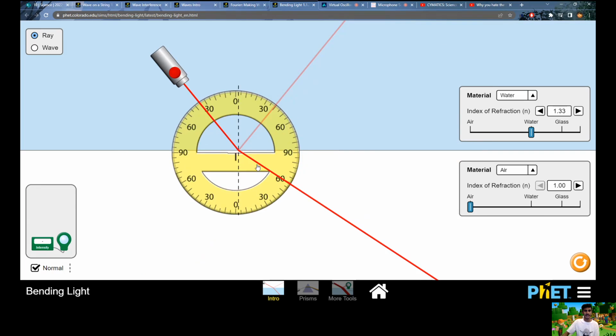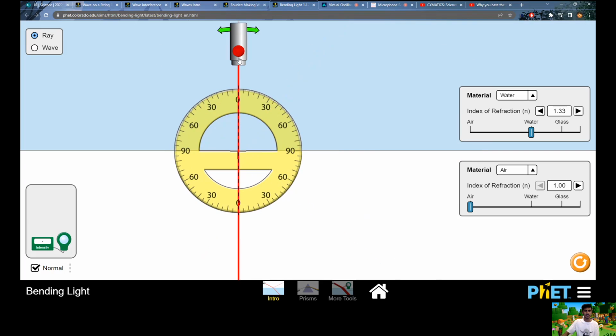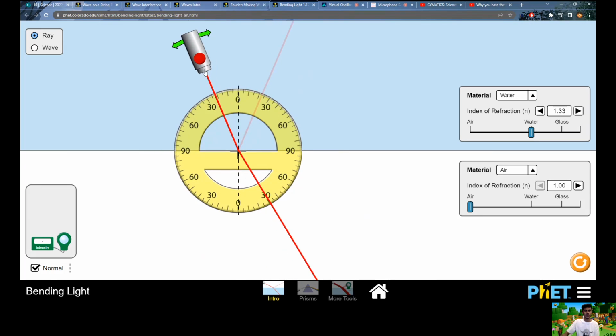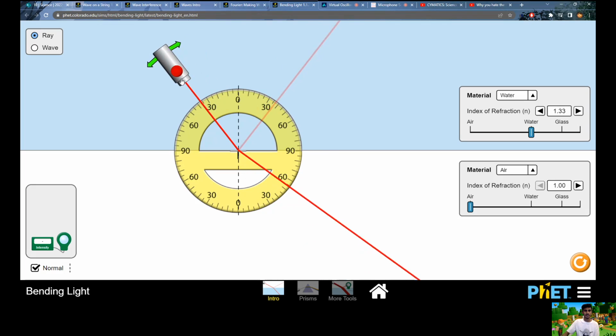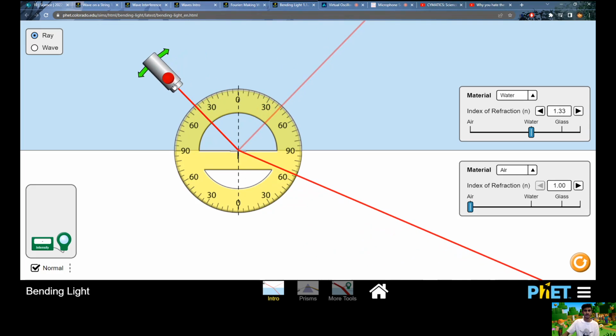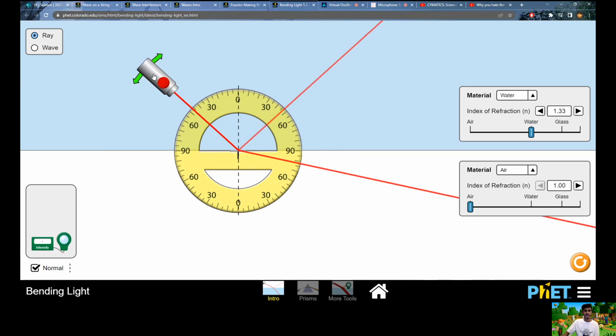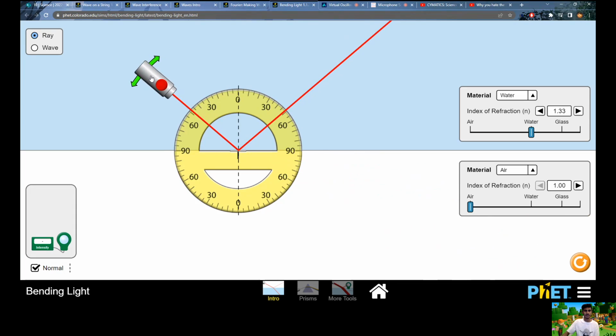Now, if I adjust the angle of incidence, started at 0, there it's just going in a straight line. As I increase the angle, the reflection will always be the same angle. The refraction will always have a bigger angle. But as I keep turning it, notice how the refracted ray is getting closer and closer to the water. And at some angle, it will line up perfectly along the surface of the water.